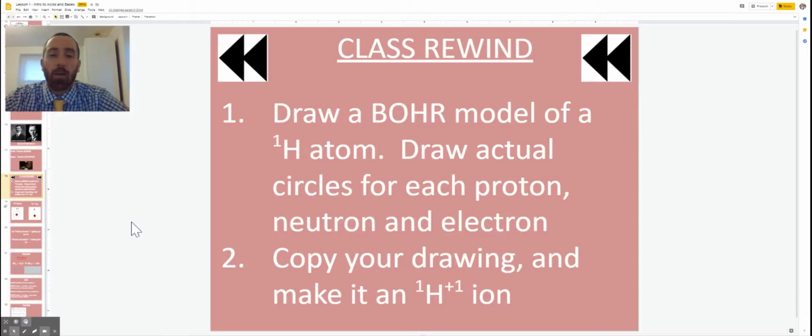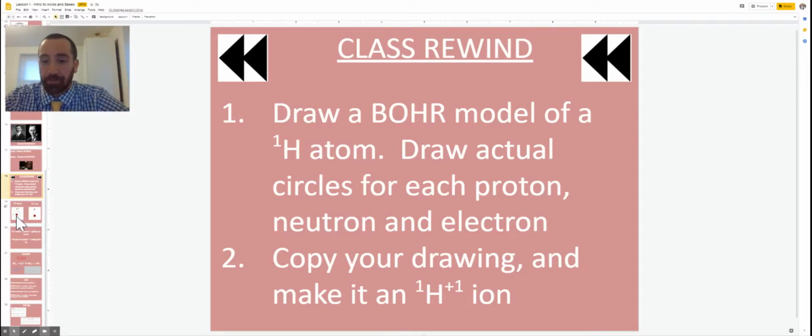All right, so here it says to draw a Bohr model of a hydrogen 1 atom. Meaning I want you to actually draw the protons, neutrons, and electrons for the simplest atom that we've covered in class. This is going way back to when we were doing Bohr models. You've done Bohr models of bigger, more complex atoms, so all I'm asking is to go back and do a simple hydrogen 1 atom. Then I want you to copy your drawing and make it a hydrogen 1 plus 1 ion, kind of like you did on the M&M lab a long time ago.